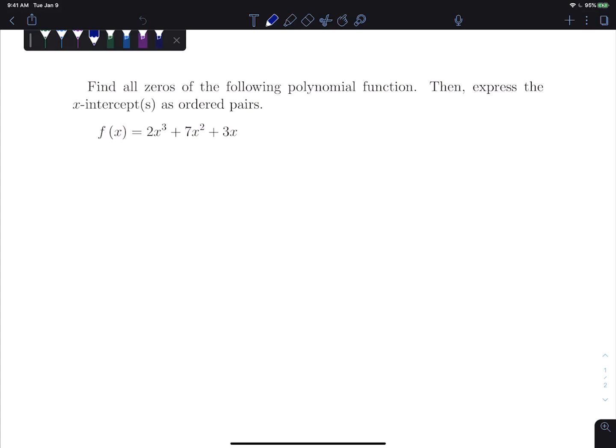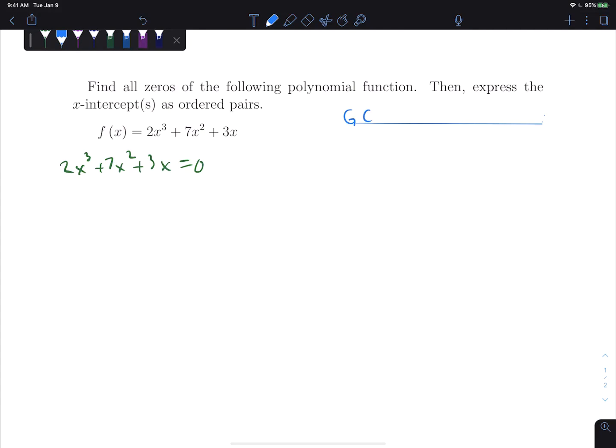Hello. In this video, we're going to go ahead and find all zeros of the following polynomial function. Then we're going to express the x-intercepts as ordered pairs. Okay, so the first thing you want to do is set the function equal to 0. So take 2x cubed plus 7x squared plus 3x and set it equal to 0.